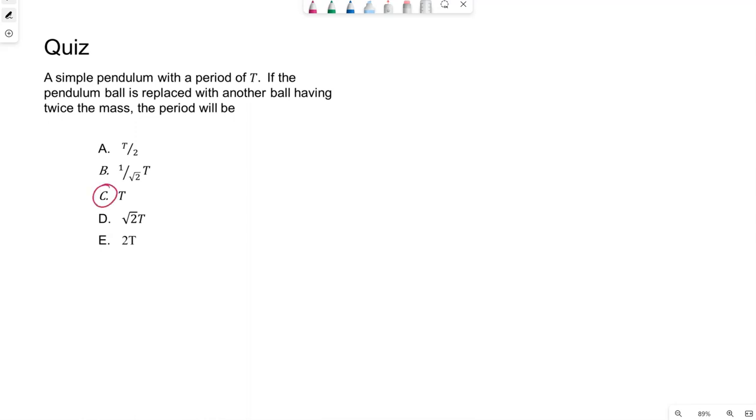The correct answer here is C. The mass does not affect the period of a pendulum, at least not in an ideal pendulum where we're talking no thermal energy is created. So for our simple pendulum, omega is the square root of g over L. We know omega is always 2 pi f, which means it's also 2 pi over T. The period of a simple pendulum would be 2 pi times the square root of L over g.